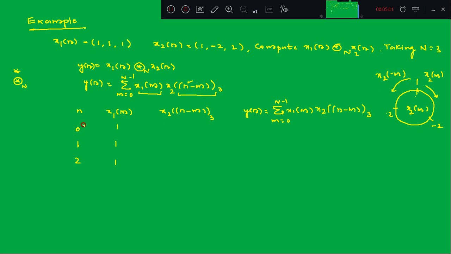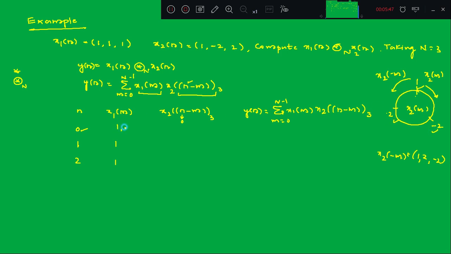So first I will put n equal to 0. If I put n equal to 0, this becomes 0, and you will get x2 of minus m. And what is x2 of minus m? Count the values in the anti-clockwise direction. It is 1 first, next 2, next minus 2, anti-clockwise.